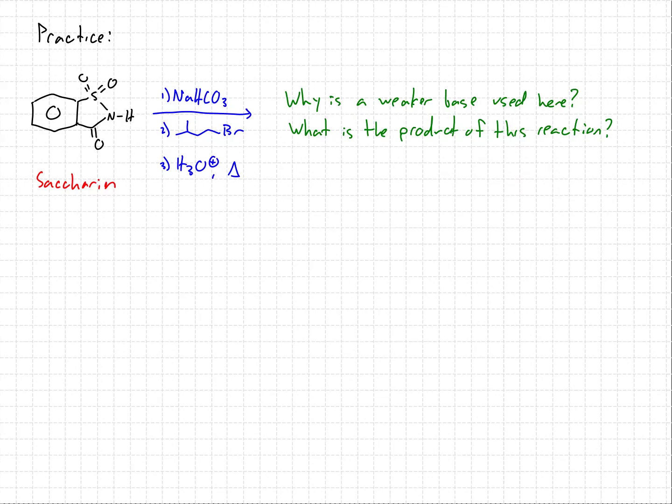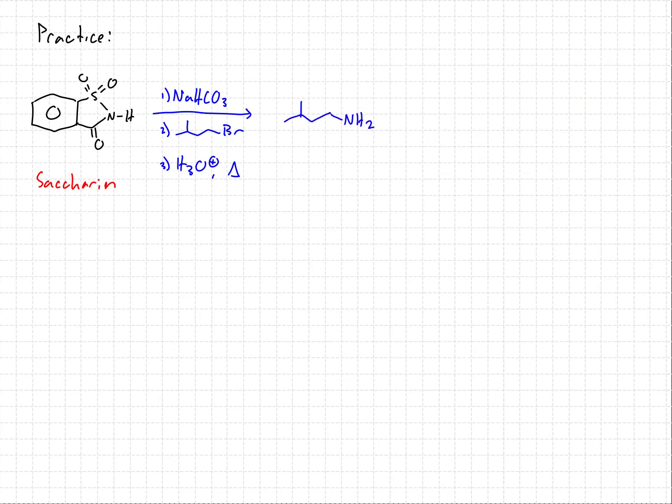So let's start with the second part of this. What is the product of this reaction? It is this primary amine. As to why we're using a weaker base here, the sulfonyl group is going to more greatly stabilize the conjugate base of saccharin, which means that we don't need such a strong base. In fact, the pKa of saccharin is about 1.3. It is actually a fairly strong acid.